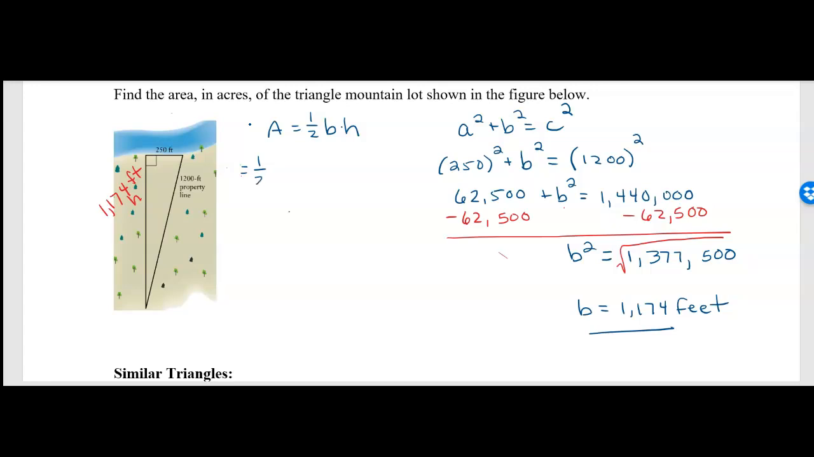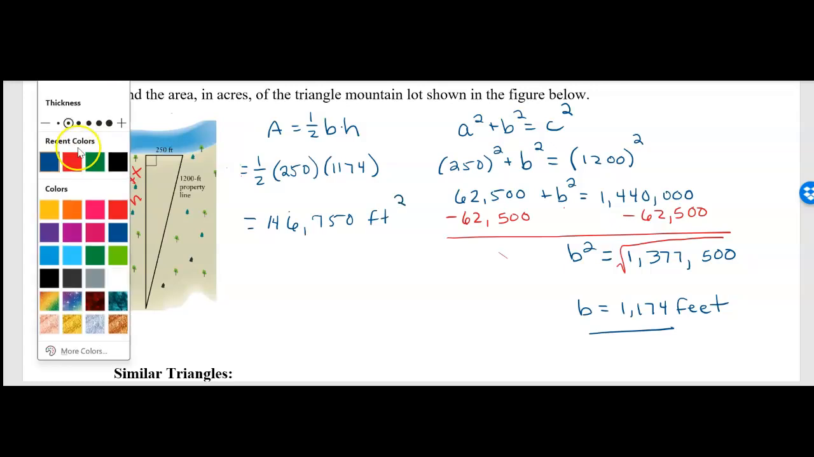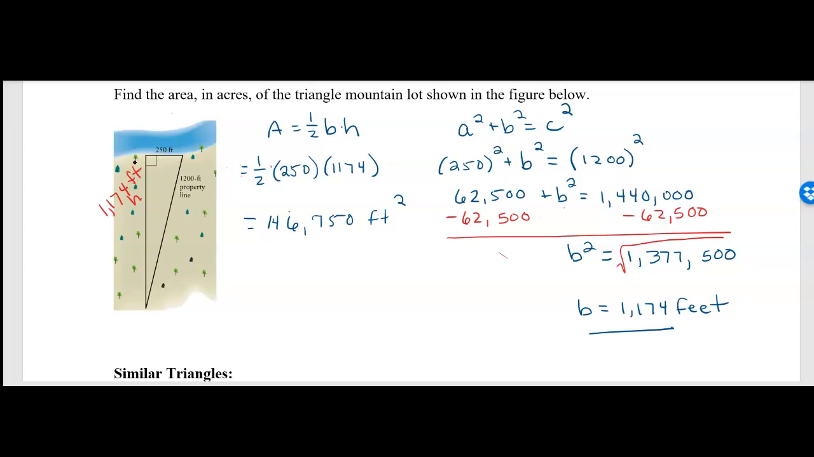That means we are now ready to find the area. It's 1/2 of the base, so that would be 250, times the height that we just found. If you're using a basic scientific calculator, what I would recommend is multiply these two numbers together, then divide that answer by 2, and you'll get the area, which is approximately 146,750 feet squared. But we're not done. Why are we not done? Think about what the question asked. Find the area, right there, in acres.